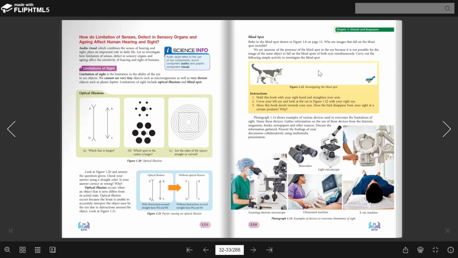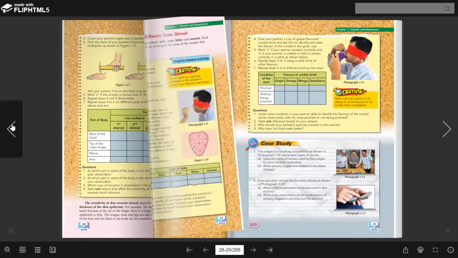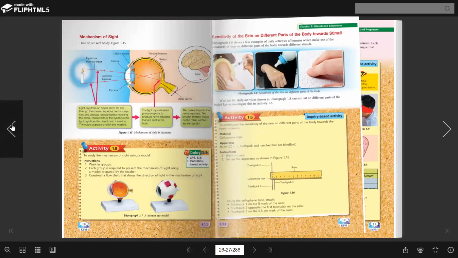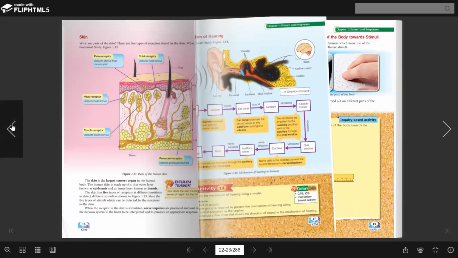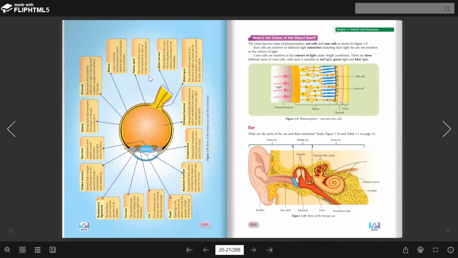The next one is blind spot. Blind spot is one of the things that you can find in the eyes. I will show you where you can find the blind spot. Let's go back to the previous page. Here, this is the blind spot.